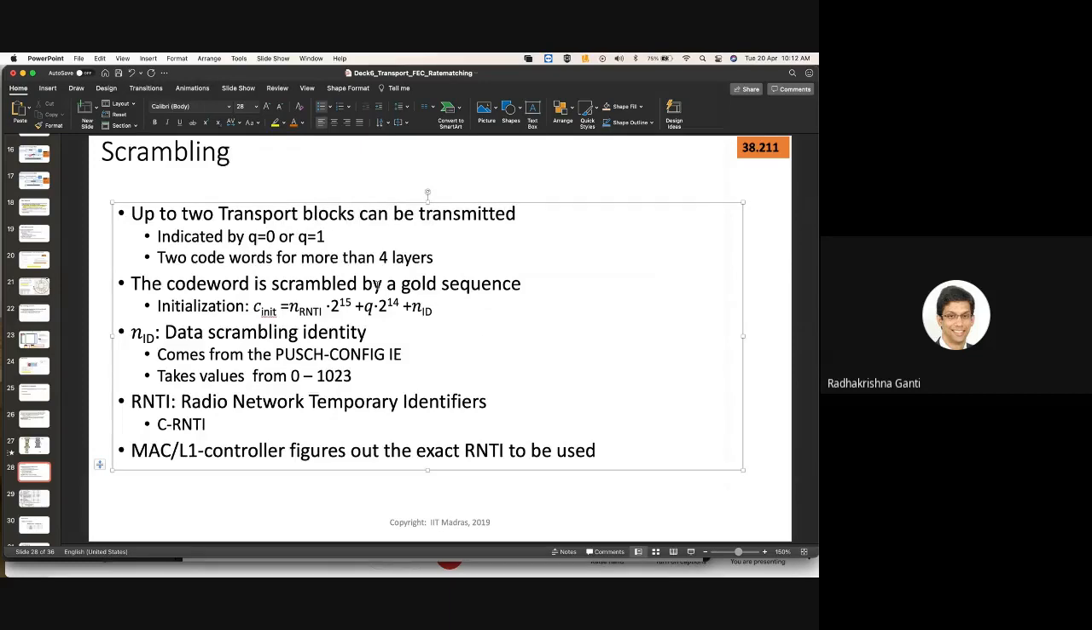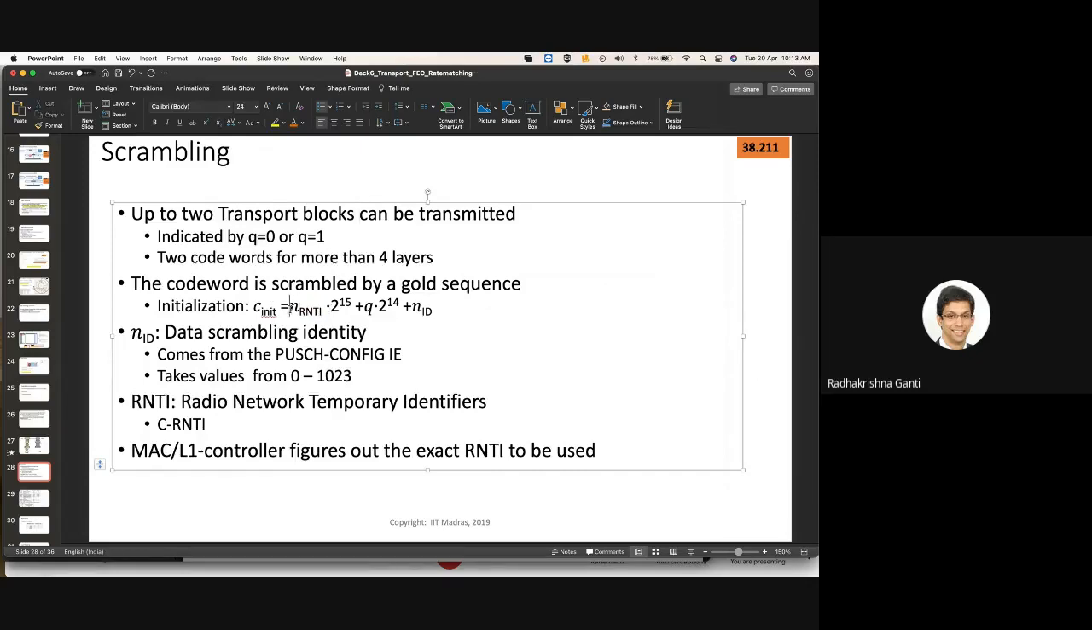Okay, whether it's the first code block, transport block, or second transport block, the C init is determined, and the same C init can be computed by the receiver. So it also generates the same sequence and XORs it with the received sequence so that it can unscramble the data. Okay, so what is this RNTI?